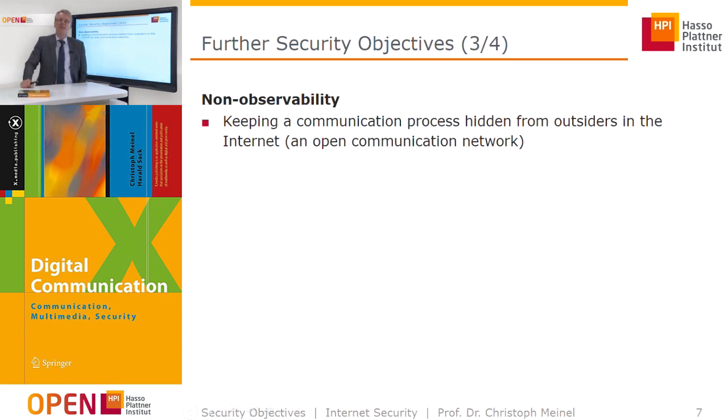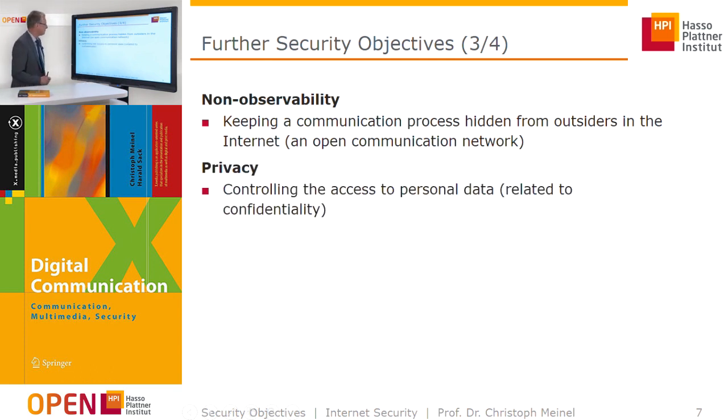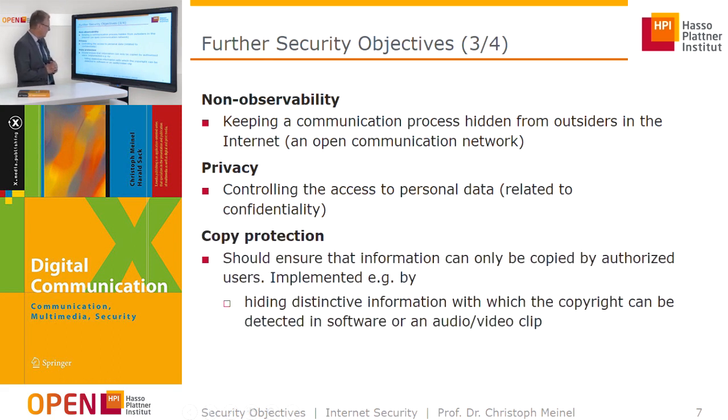Non-observability is a security objective that helps to keep a communication process hidden from outsiders on the internet. Sometimes not even the content of a communication is important to know, but sometimes it's already helpful to know that there was a communication between two parties. And this should not be observable. Privacy, another important security objective, is controlling the access to personal data. And of course, this security objective is related to confidentiality.